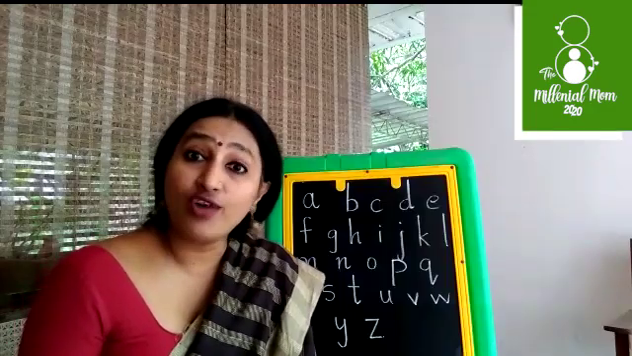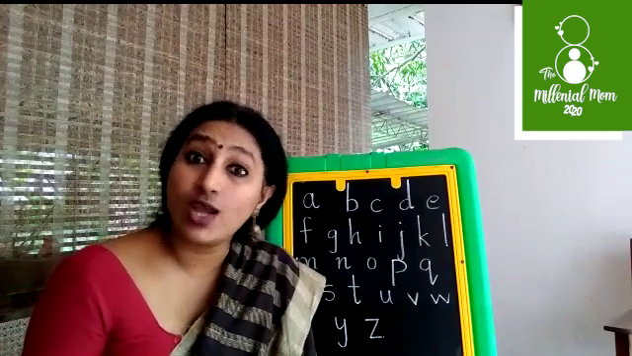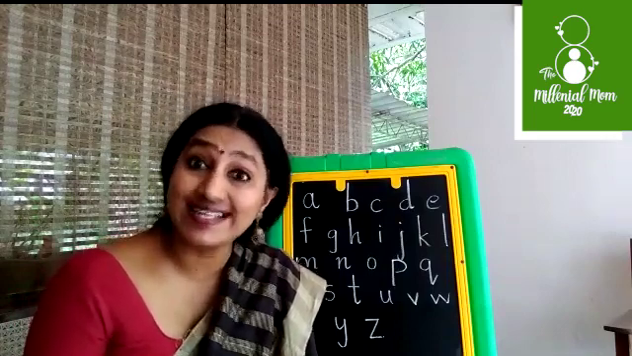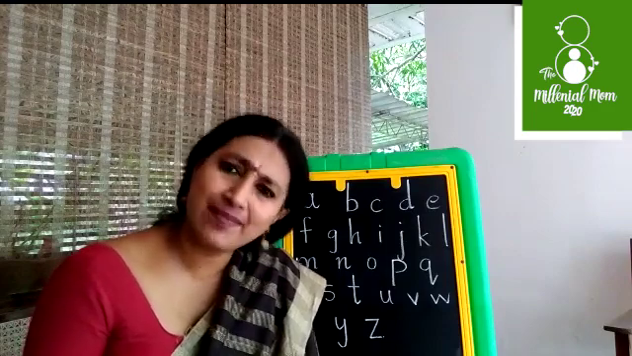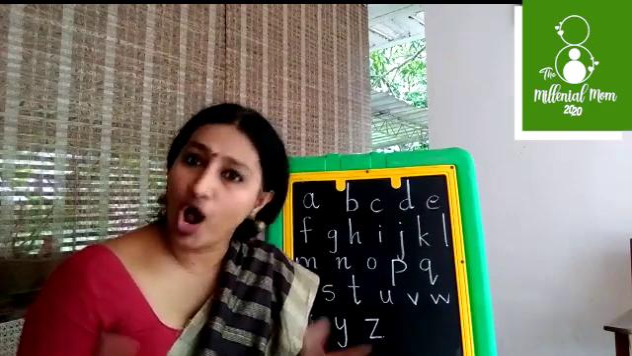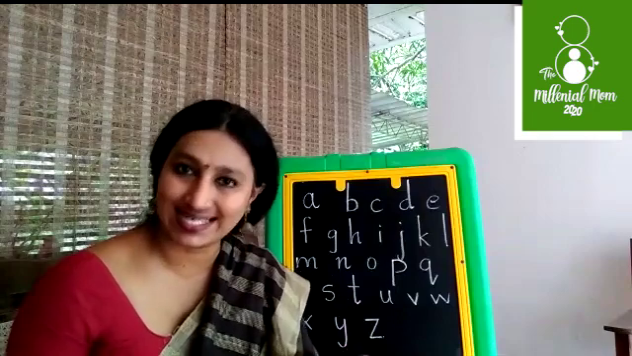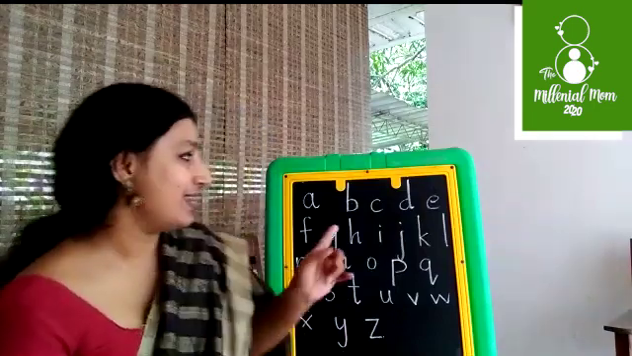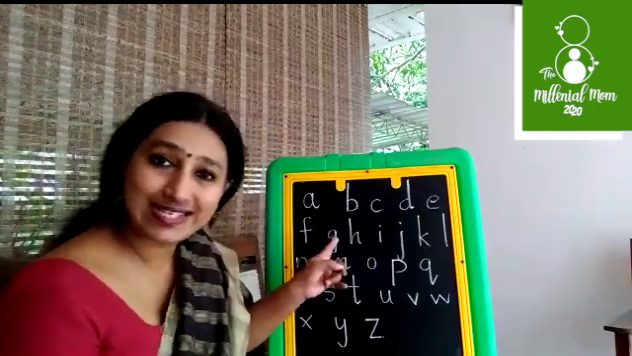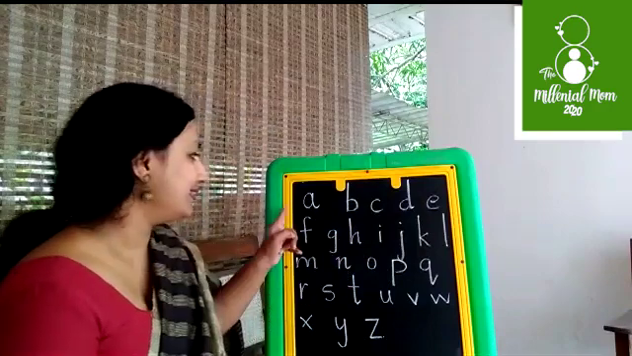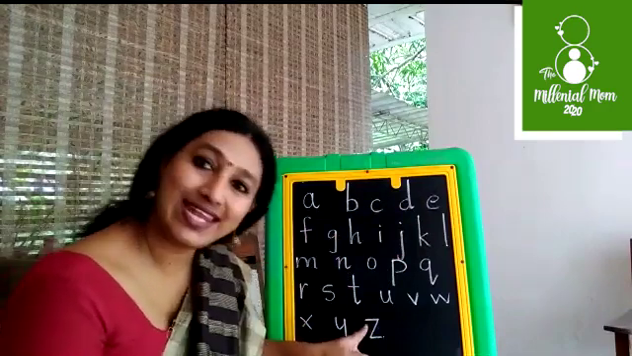The learning of any new language begins with the sounds of the letters in the language. The same applies to English as well. All of us know there are 26 letters in the alphabet. Now here are all the 26 letters, A to Z. We know that.